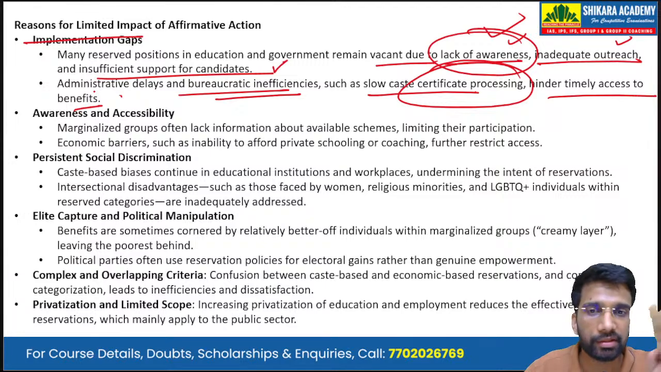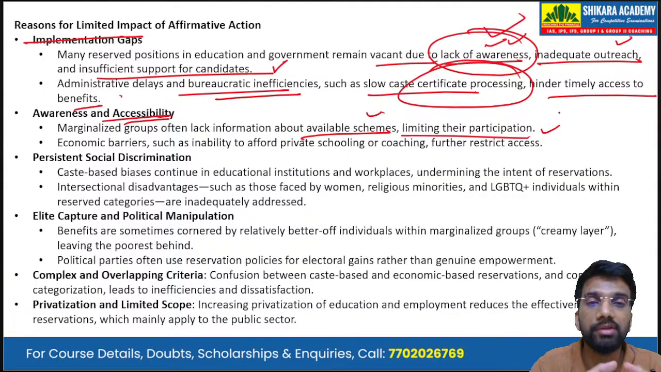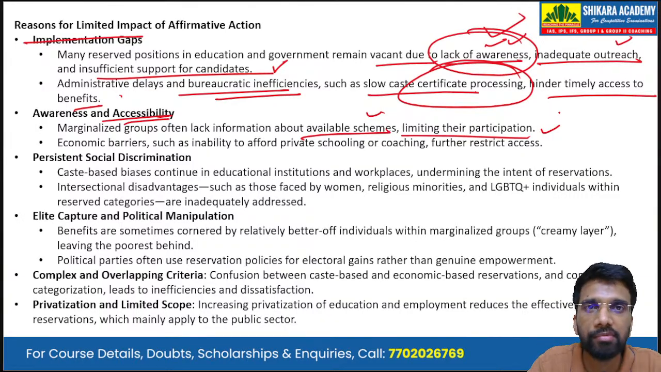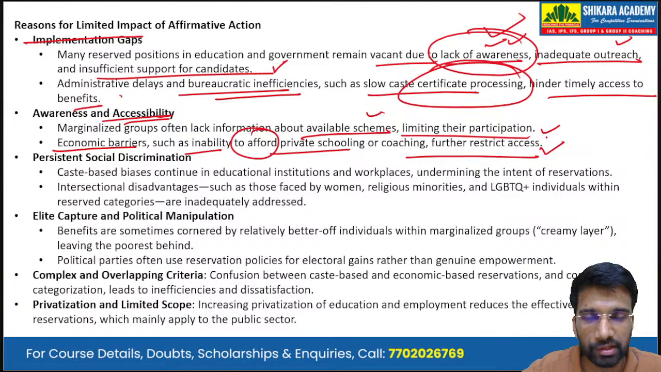Second is the awareness and accessibility. So, first is the awareness, second is the accessibility. The marginalized communities often lack information about the available schemes, limiting their participation. So, if these marginalized groups are not aware of the schemes that have been made for them, how can we expect that they will be participating in those schemes? Economic barriers such as inability to afford private schooling or coaching further restrict the access.